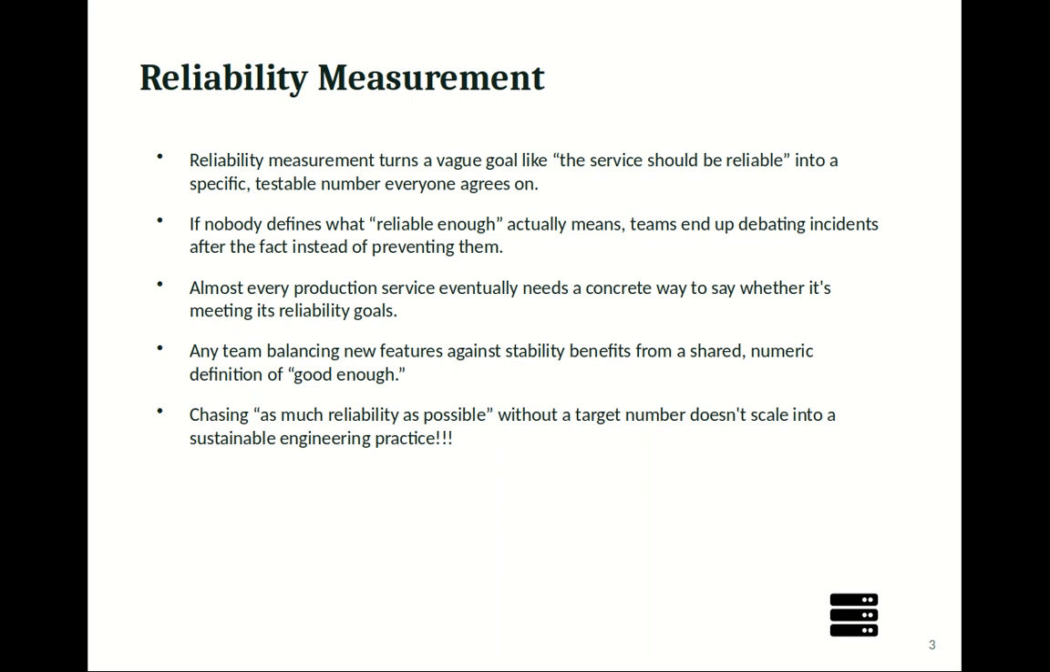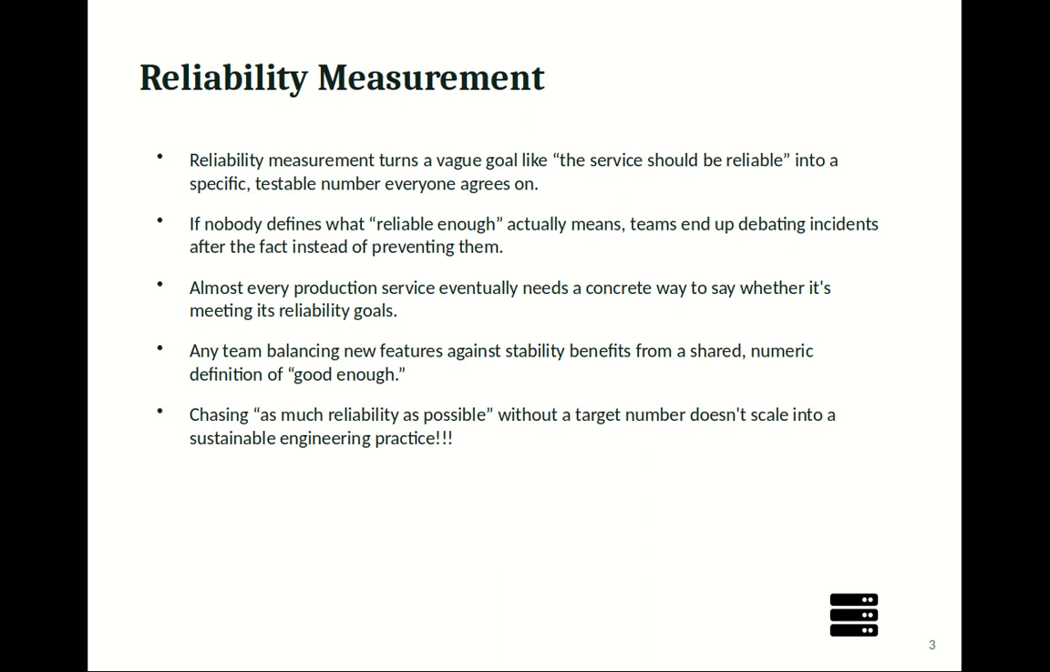Reliability measurement. Reliability measurement turns a vague goal like "the service should be reliable" into a specific, testable number everyone agrees upon. If nobody defines what "reliable enough" actually means, teams end up debating incidents after the fact instead of preventing them.